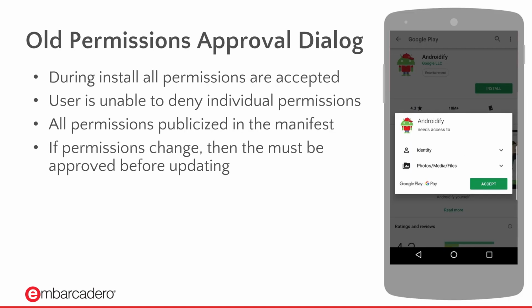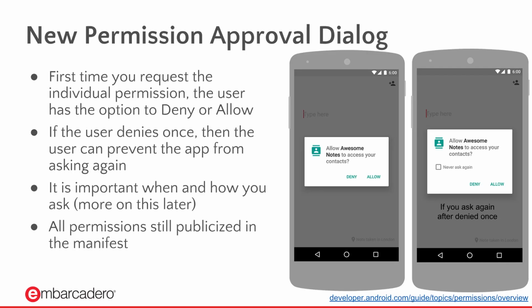So this is what the old permission experience looks like when the user updates the app and there's a new permission required, or when they're installing the application. They'll get a list of permissions and they can accept all those permissions. So the permissions were published in the manifest, and when you installed or updated it, you were just presented with that list of permissions.